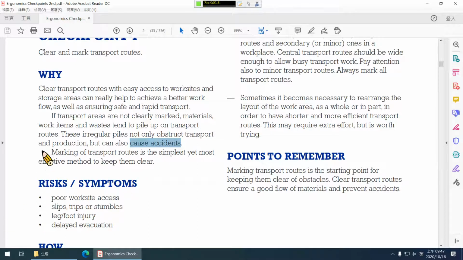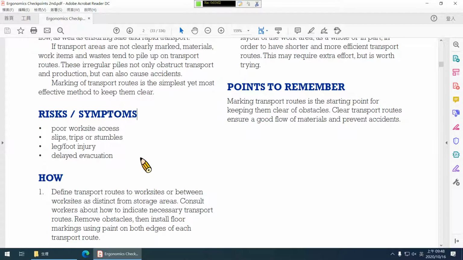So on the one hand, while you are trying to boost your productivity and optimize your transport, you also need to be careful not to cause accidents. Then it lists the risks and the symptoms. One of the risks is poor work site access. So it's not convenient for the operator.